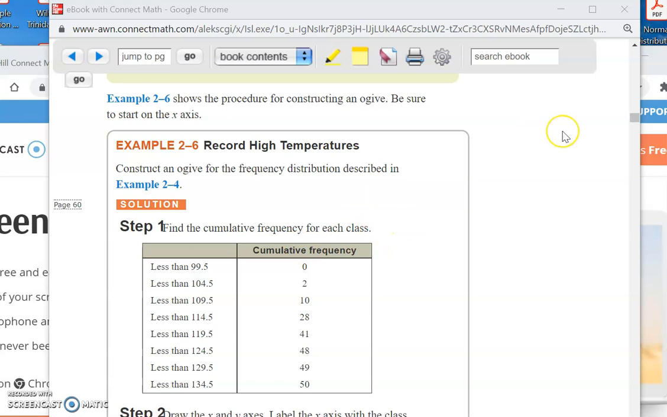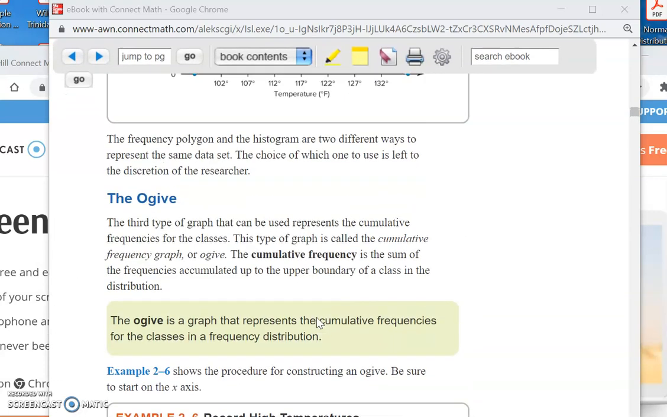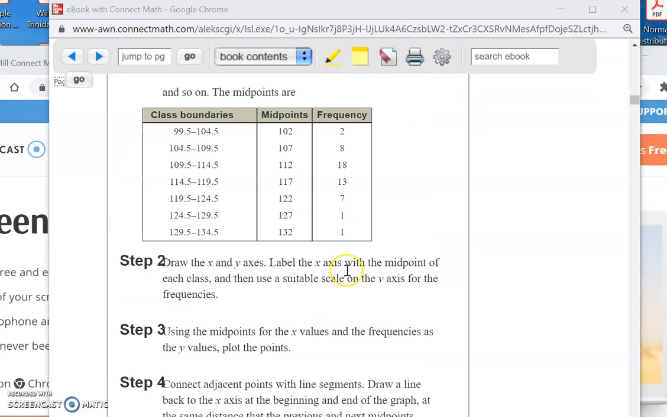Let's take an example here. We're talking about the high temperature. If it's less than 99.5, how often did that happen? That's 0% of the time. If it's less than 104.5, that happened 2 times. Less than 109.5, that happened 10 times. So it's hard for me to do it, but it's easy for you to do it. Look in your book.